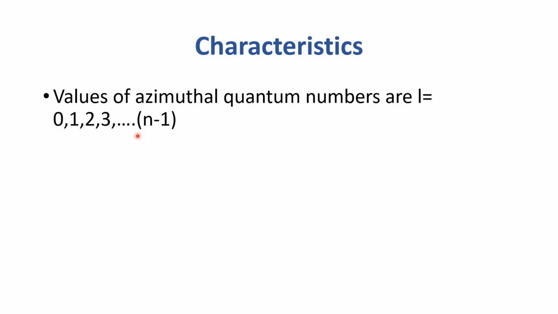Let's see the characteristics of azimuthal quantum number. Values of azimuthal quantum number are L equals 0, 1, 2, 3 and so on up to n minus 1. So the value of azimuthal quantum number starts from 0, whereas the value of principal quantum number started from 1. Its value depends on n. n minus 1 would be the maximum value of L.